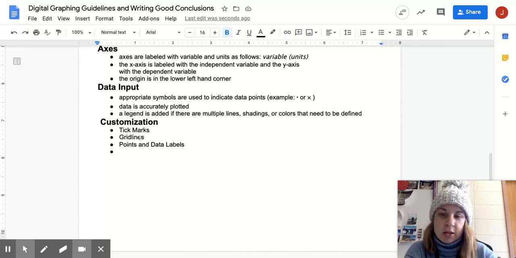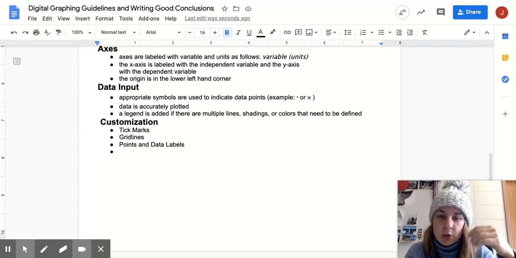And then the customization, so that's tick marks, grid lines, points and data labels, anything that you use in that customization tab. So you can make it colors, you can make the grid lines stick out, the tick marks stick out so it's easier to read. So you will have to have a minimum of a certain amount of customizations to get that full 2 points. So I should be able to read your graph easily. And if you think I need tick marks, you add the tick marks. If I need grid lines, you add grid lines. If you put the little point, the coordinate pairs and the point above the point on the graph, so it will populate above the point, that would be a great customization.